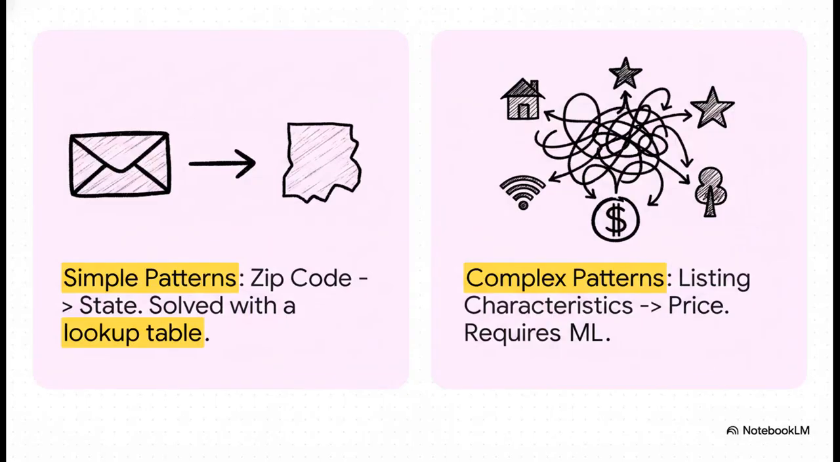So let's zoom in on that complex patterns point for a second. Think about it. If your task is just mapping a zip code to a state, like you see on the left, well, that's a simple pattern. A basic lookup table is all you need. No ML required. But predicting an Airbnb's price based on its location, size, amenities, all the recent reviews, that pattern, as you can see on the right, is way too complex to just write down in a set of rules. That is a job for machine learning.